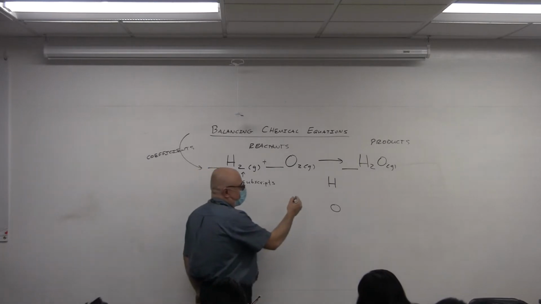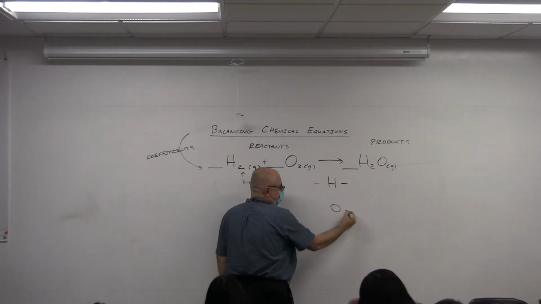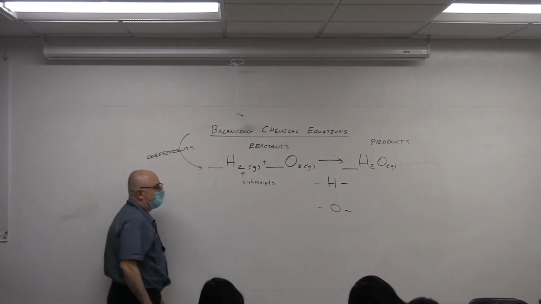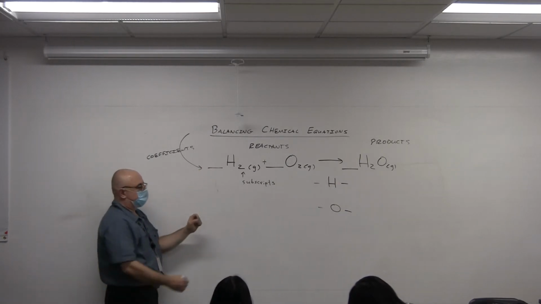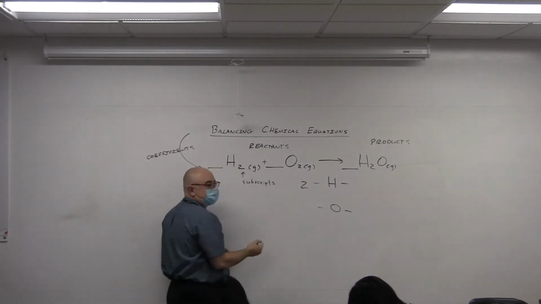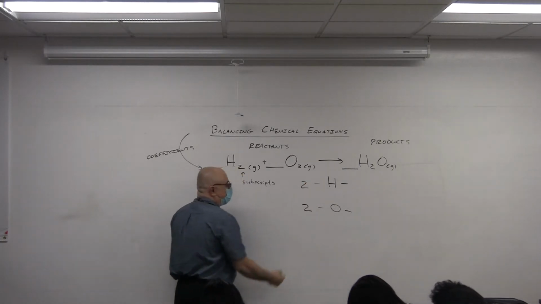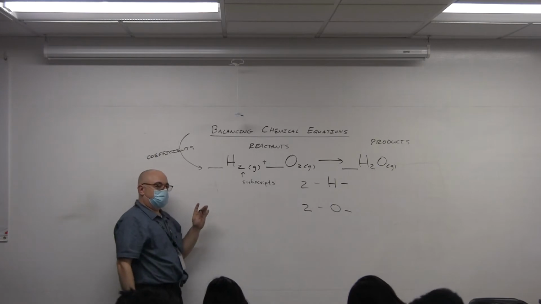Because if we actually counted up all the atoms on both sides, and see I made a little list of all the elements, how many hydrogen atoms are represented so far on this side? 2. How many oxygen atoms? 2. And on the product side, how many hydrogen?